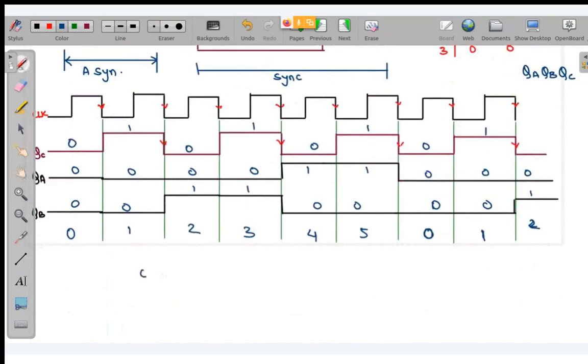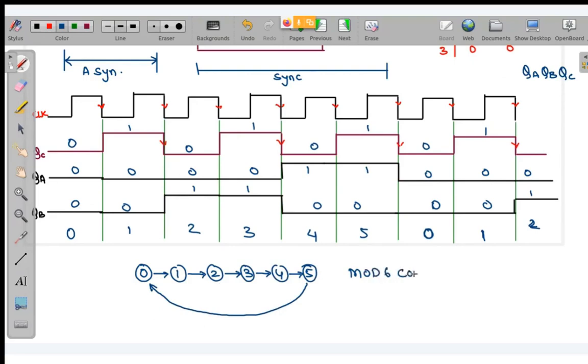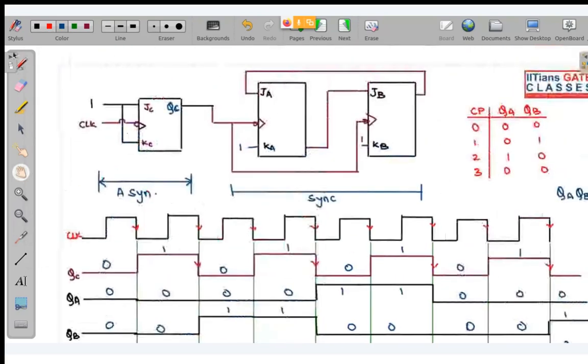What is the counting states over here? From 0 to 1, 1 to 2, from 2 to 3, from 3 to 4, from 4 to 5, and again from 5 to 0. So once again you can see this is mod 6 counter. Why? Because the same concept is being continued over here also. This is mod 2. And if you calculate the counting states for the synchronous, it will come out to be mod 3. In total, this will be mod 6.